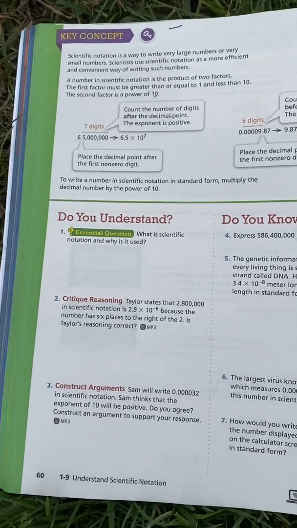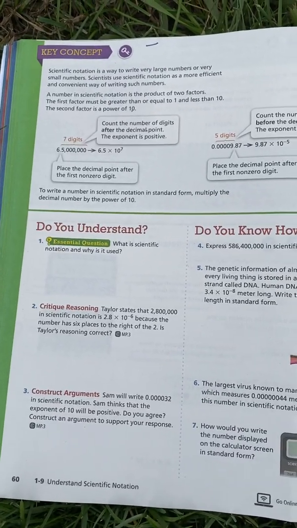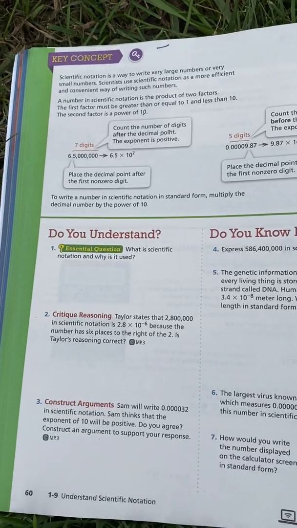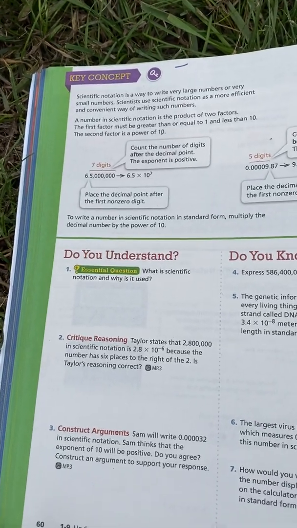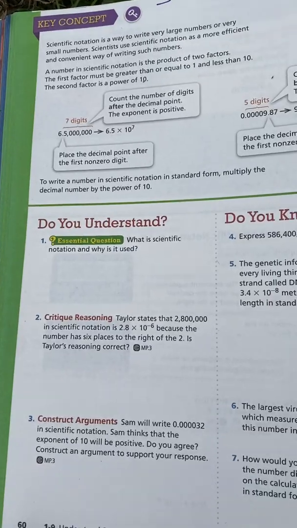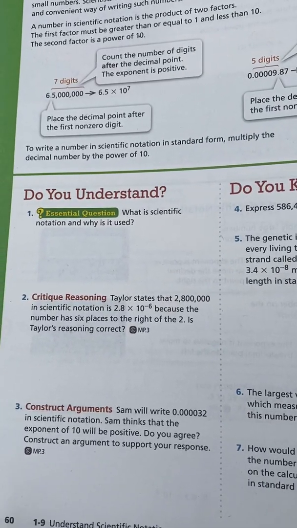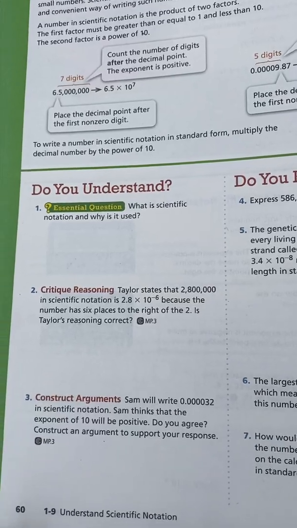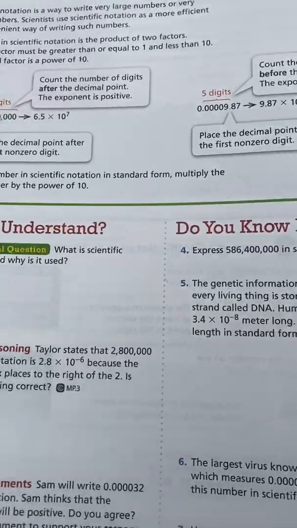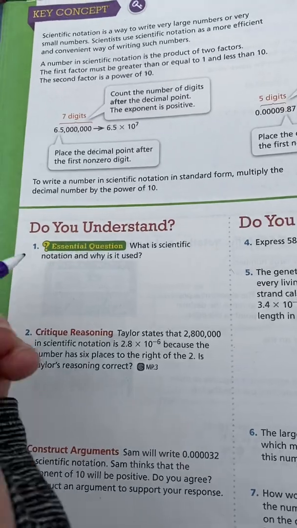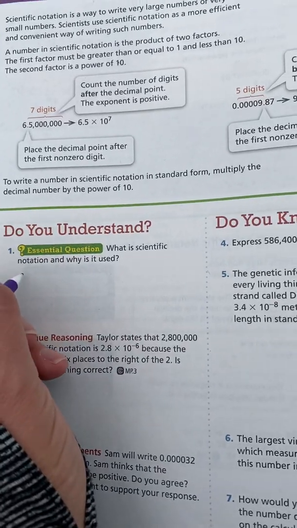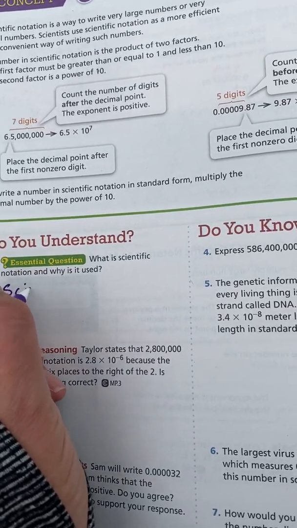Alright, in this video we are working on 1.1-9 understanding scientific notation, and I'm just gonna get you started on some of this. So question number 1, and again these sometimes tend to be the hardest ones for me. It says, what is scientific notation and why is it used? Okay, scientific notation is a way to write really large numbers and really small numbers.